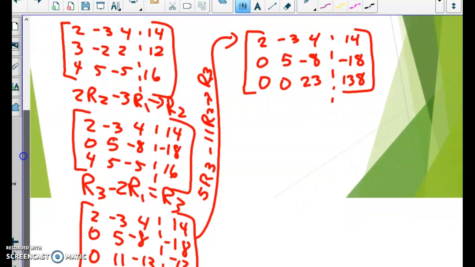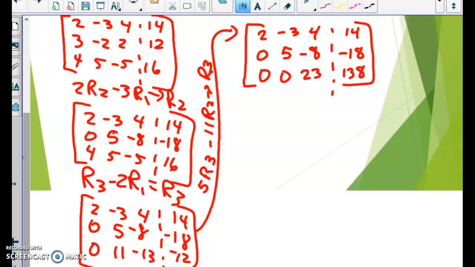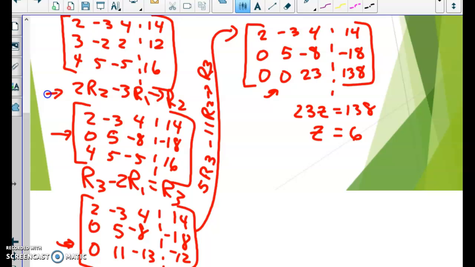I got it done now. So the first thing I did was take 2 times row 2 minus 3 times row 1 and put it into row 2, which gave me a 0 in that position. And then I took row 3 minus 2 row 1, and I got 0 in that position. And then I did 5 times row 3 minus 11 times row 2 and put it in for row 3 to get a 0 in that position. And if you notice, I get 23z equals 138, which gives me a z of 6.